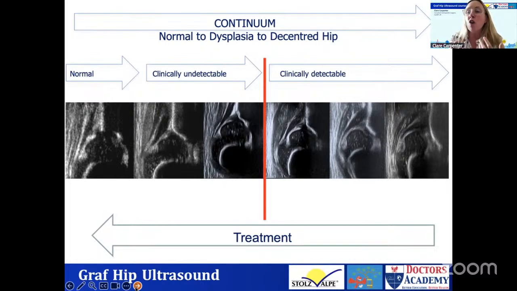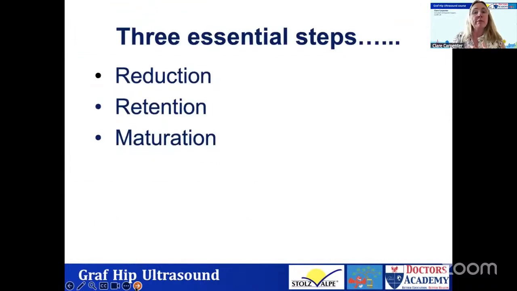And I am sure all of us on this webinar have examined a hip, felt it was normal, and then got further investigations, and that hip has been out. So again, why are we bothering when we can just go straight to a reproducible standardized ultrasound? And again, what we will then have is a number of different types of hips, from normal to dysplastic to decentered, that can then guide our treatment.